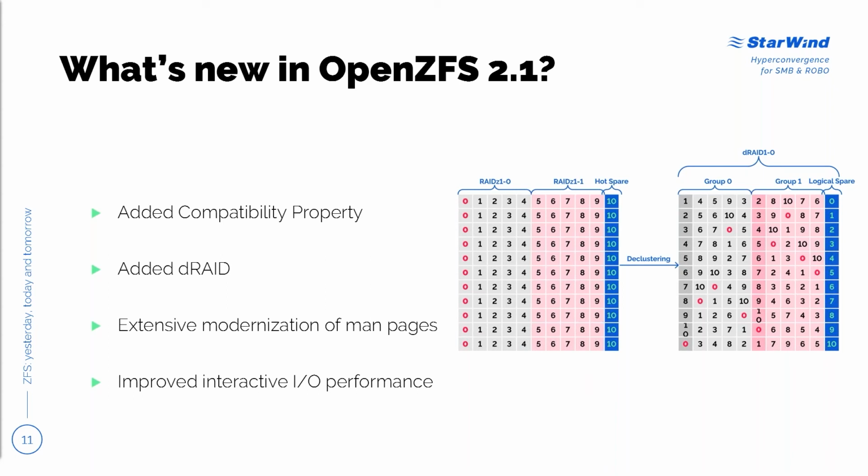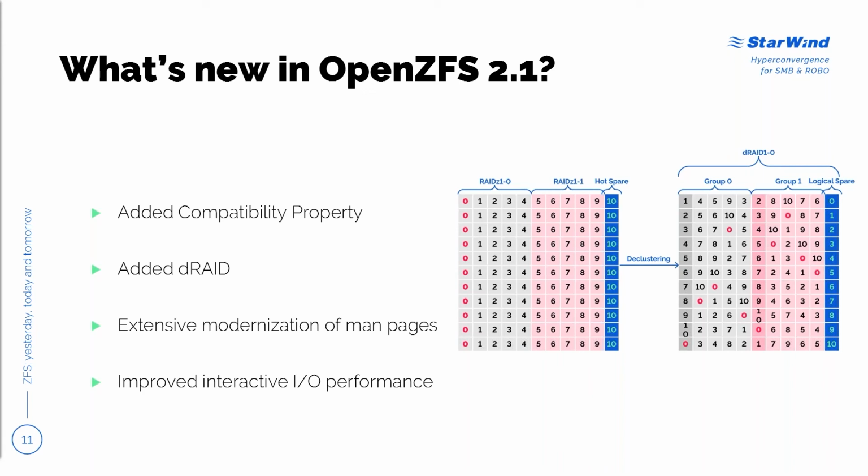First, there is the new compatibility property, which lets you specify the set of features that should be enabled on the pool. This control basically makes it easier to create portable pools and maintain compatibility between OpenZFS versions and across platforms. Now, the very famous new addition is the distributed RAID, or simply dRAID. It's an entirely new VDEV topology.